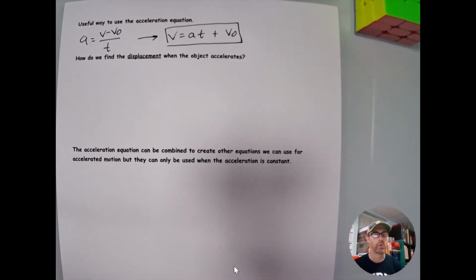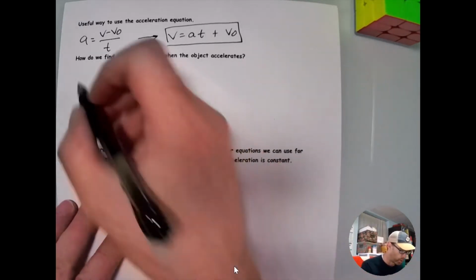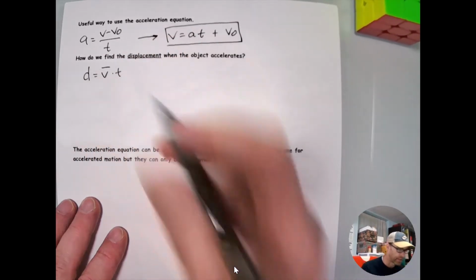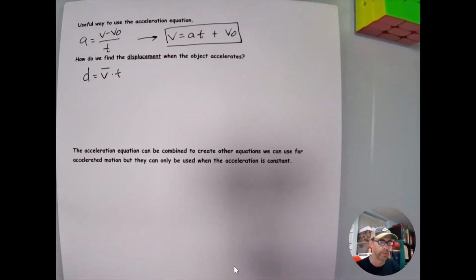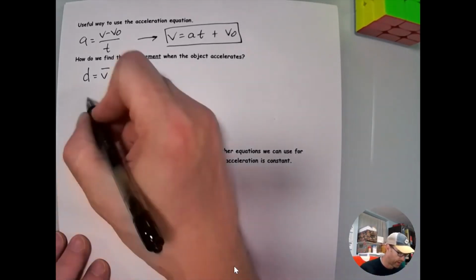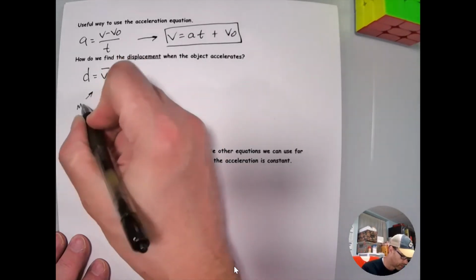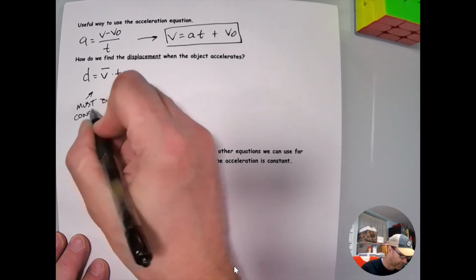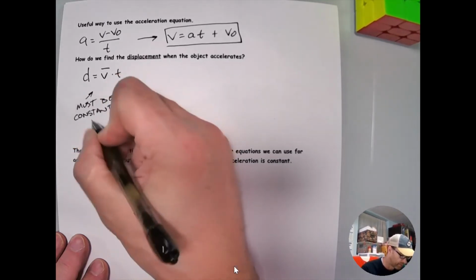So now let's talk about some of the new equations. How can we find the displacement if we have an object that is accelerating? Well, in the old days, we would have simply said that the displacement is going to be the average velocity times however much time has gone by. But there was a condition for that, and that is that it must be constant velocity.